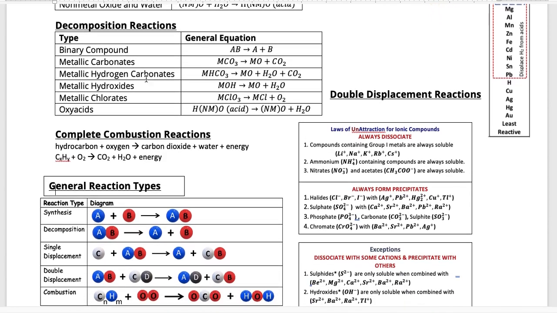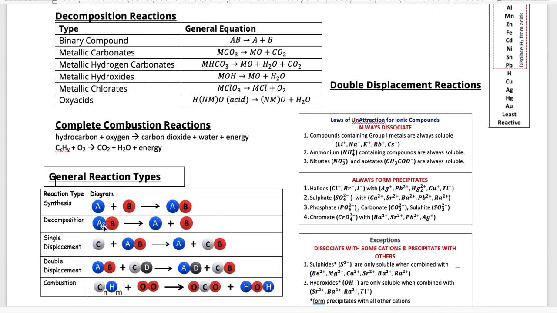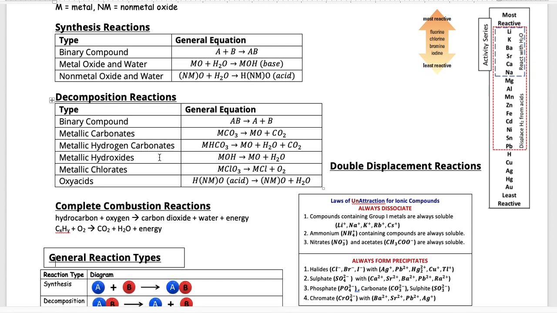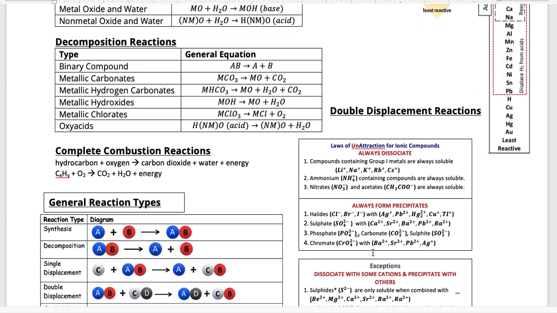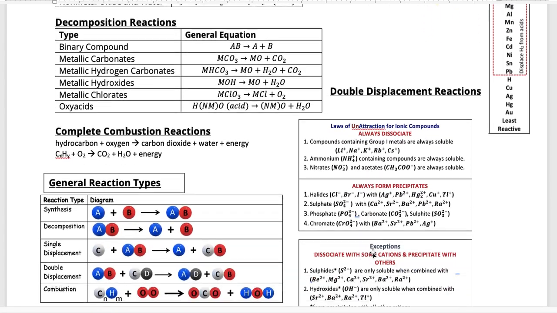And then decomposition. So you start with one, but you break apart into pieces. So not necessarily always two. You could have three, four, etc. So here are the different decomposition reactions. So again, remember, I'll provide you this table. I'll provide you this single displacement, the double displacement, right? So a lot of these things here will be provided.